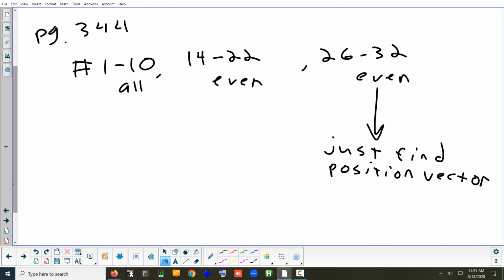So remember, homework, it's a different PDF. It does not say 8.5, but just go to the 8.5 folder and I put the correct PDF. On 26 to 32, they give you directions in the book that you are not going to be able to do yet. So on 26 to 32, I want you to find the position vector. Okay, so 1 through 10 all, 14 to 22 even, and 26 to 32 even.